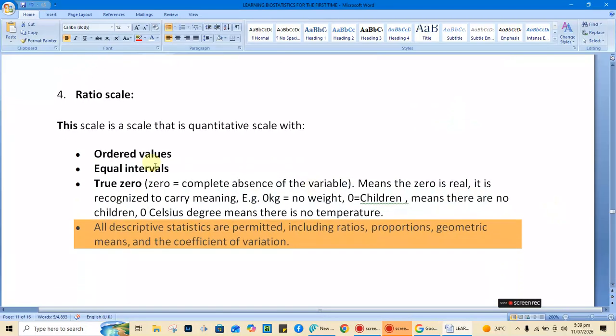Ratio scales. This is a quantitative scale with ordered values, equal intervals, and a true zero. So this one has everything. Ratio scales are simply interval scales but with a true zero. Zero here means complete absence of the variable. So zero here is not just a mark. It has meaning. Zero is real. It is recognized to carry meaning. If you say 0 kg, it means there is no weight. If you say 0 children, there are no children.